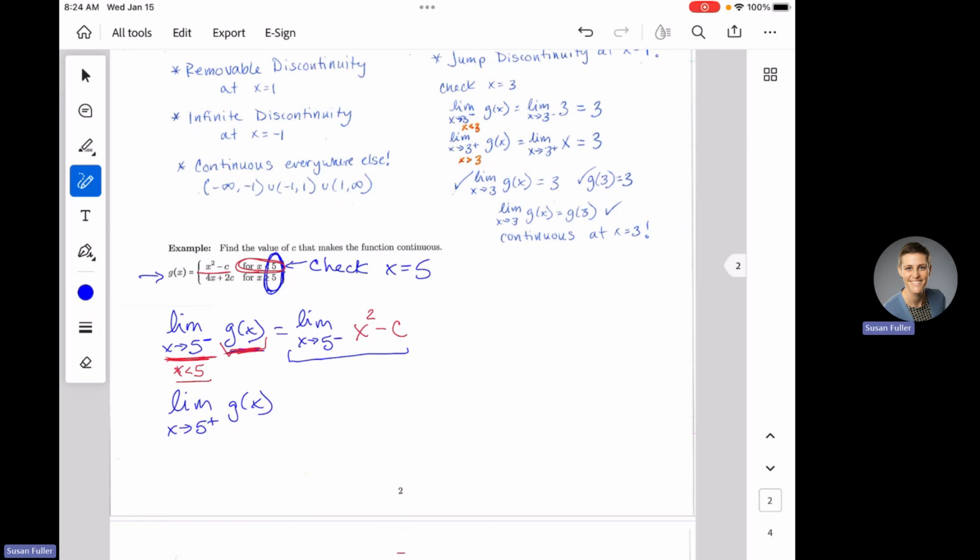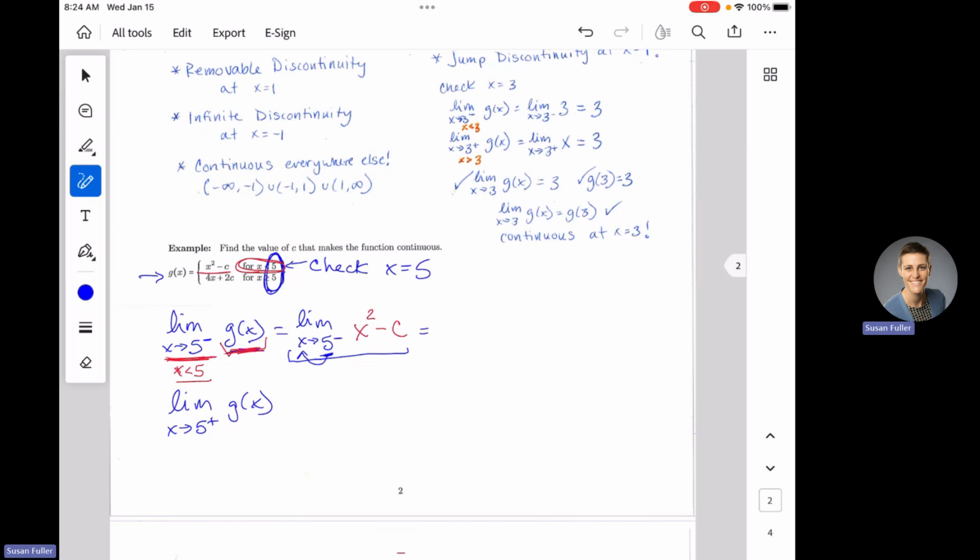This is an algebraic limit. We've done this before. Your first line of defense here is to take 5, this number, and plug it in for this variable. Now, I've got two variables here, so don't panic. Just do what the limit tells you to do. Plug 5 in for x.